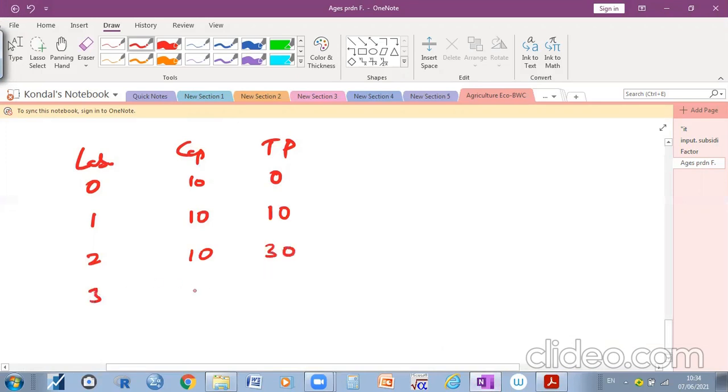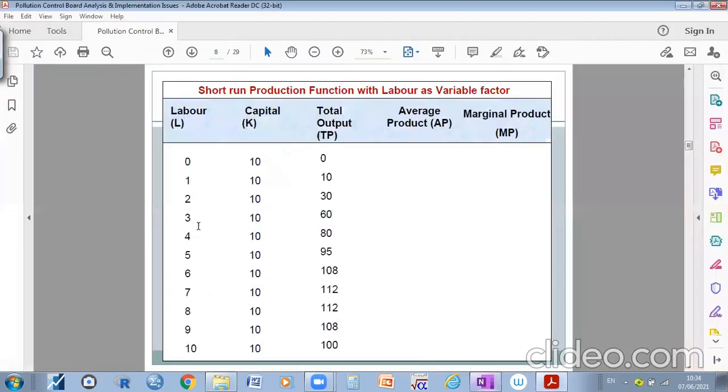So 3 labors, 10 machines, that is the capital, then 60. Like that, 4 labors, 10 capital, 80. So as labor increases, when capital is constant, the machines are constant only, the output increases. But the output increases only up to a certain level. Up to 7 labors, the production is high. When you use more labor, the output reduces.